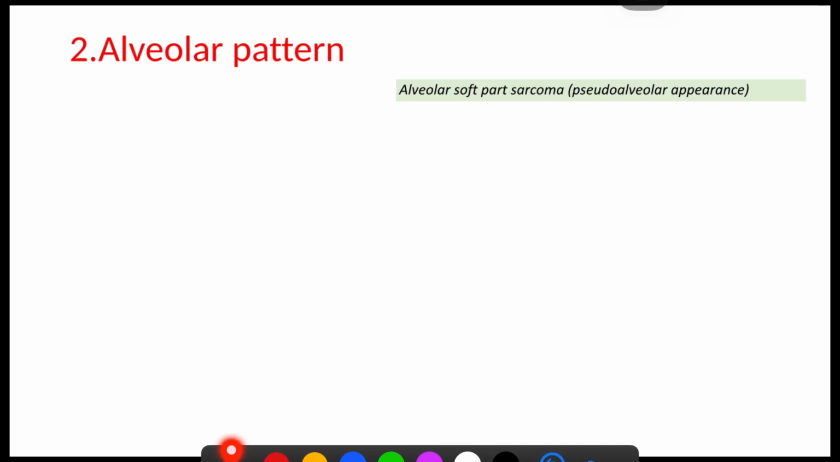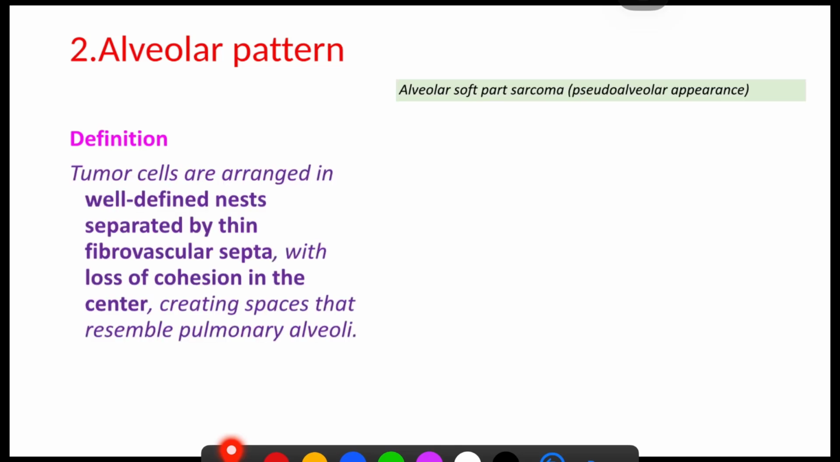nests. Now the alveolar pattern, which is common in alveolar soft part sarcoma, and its appearance is also known as pseudo alveolar appearance. So what is the actual alveolar pattern? Here the cells are arranged in well defined nests separated by thin fibrovascular septa, but the important point is loss of cohesion in the center, which forms spaces that resemble pulmonary alveoli, right?